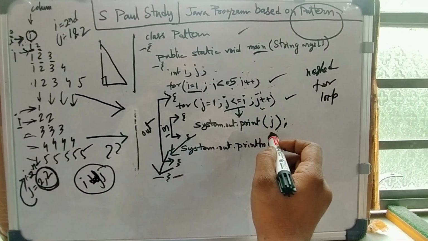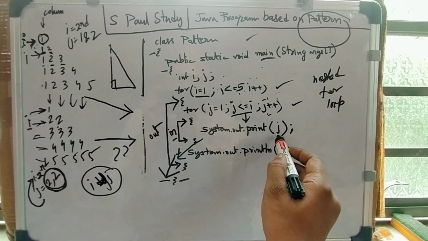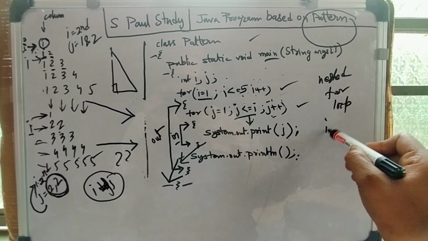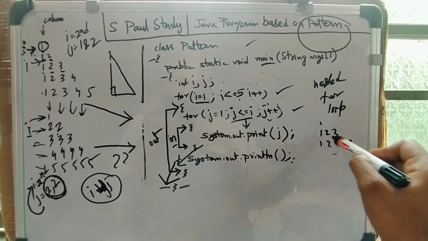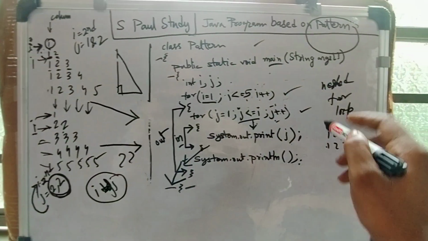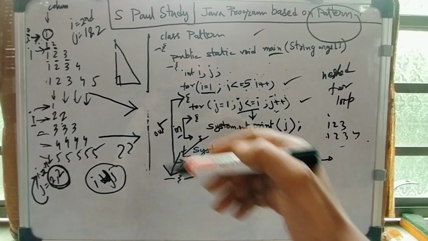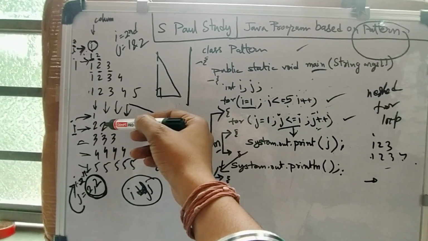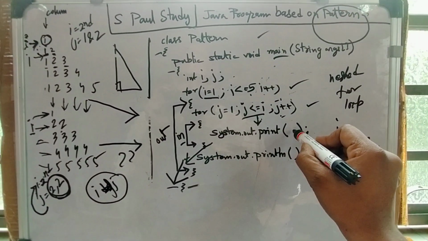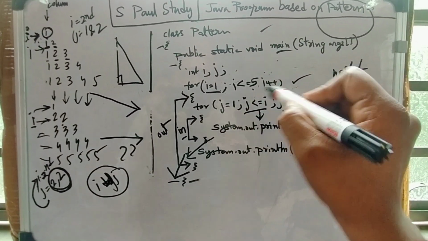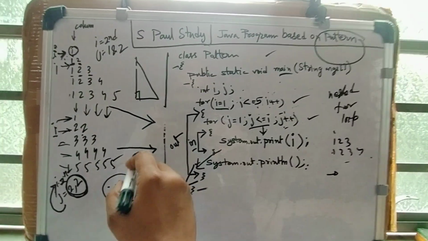So here it will not be j, because we are not printing 1 2 3 4, we are not printing in this way. We are printing the value of i, meaning i is second, hence j is also 2 2. So here the variable we print will be i, not j, for this question.